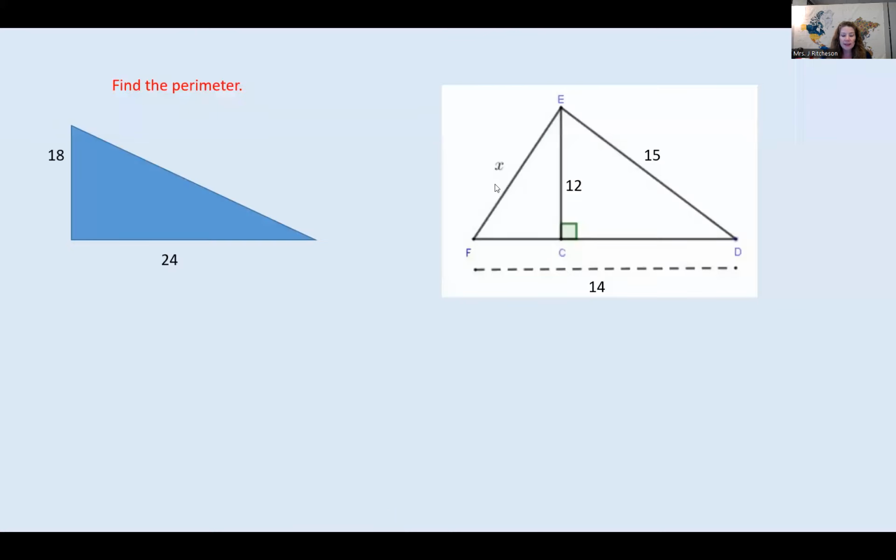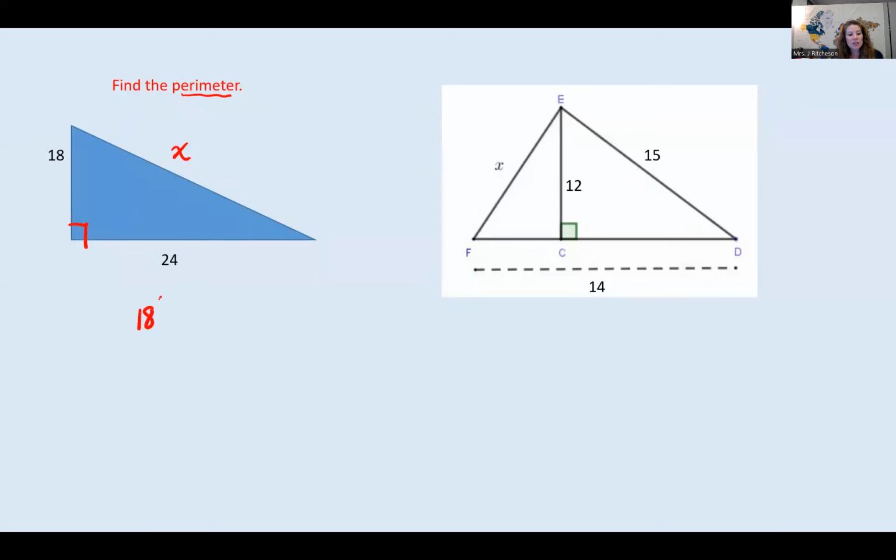All right, so let's look at these two. So the first one, pay attention to it because it says, what is the perimeter? How do you find the perimeter of a figure? You add all the sides together. Well, we only have two sides. This is a right triangle. So how do we know what the perimeter is? Well, the first thing we have to do is find our hypotenuse. That's the side we're missing, okay?